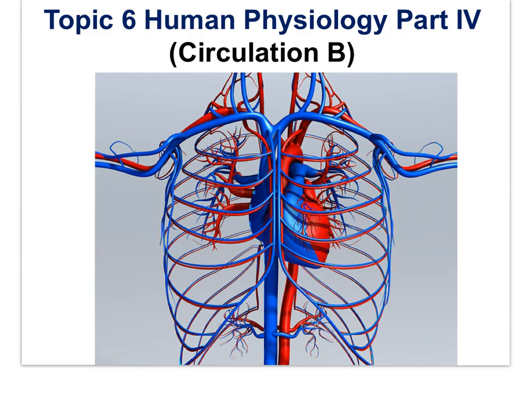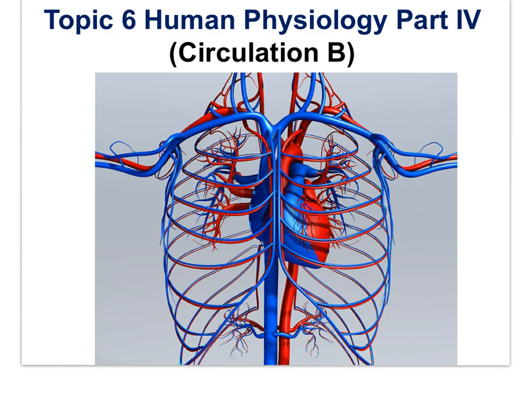IB Bio, Human Physiology Part 4, is the second of 4 parts covering circulation, what's known as the blood system in the IB syllabus. Human Physiology Part 4, Circulation B, this movie, has its focus on the causes and consequences of occlusion of the coronary arteries, specifically coronary heart disease.